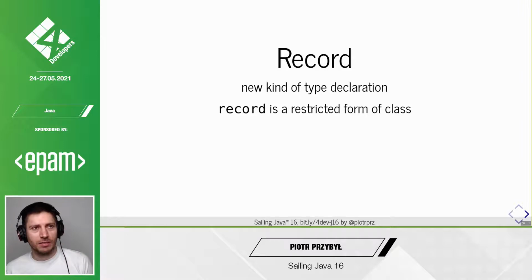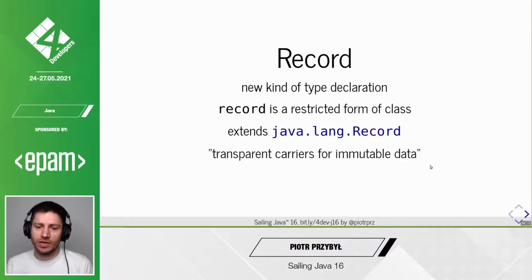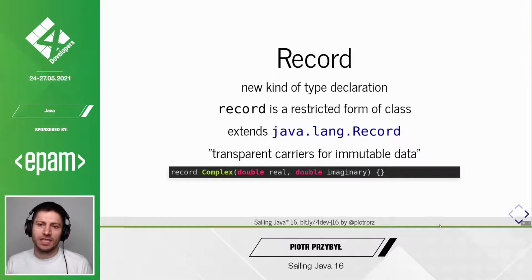I like to think about them as cousins of enums. Enums are classes, are objects, right? They are restricted, and records are also restricted, only in a different flavor, so to say. And they always extend java.lang.Record, and they are meant to be transparent carriers for immutable data. And this is how we declare them.